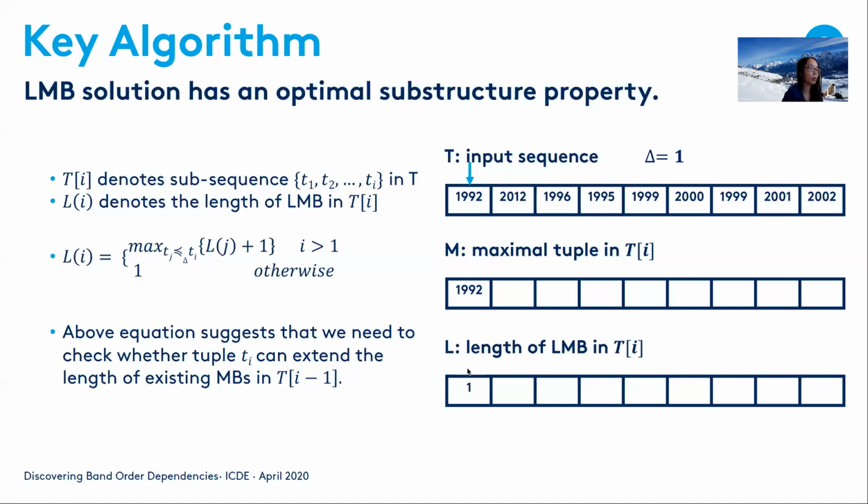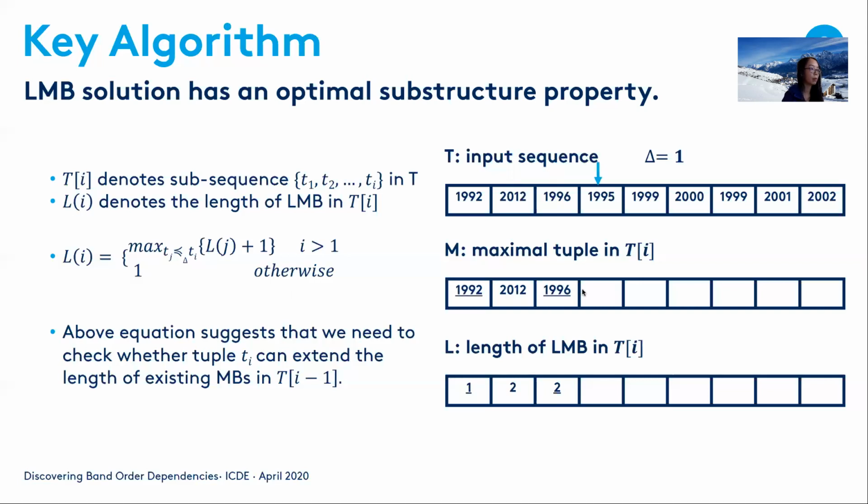When processing the first tuple, we get a longest monotonic band of length 1 with maximum tuple 1992. So now we proceed to the second tuple. Obviously, it can extend the existing longest monotonic band. So therefore, we get a new monotonic band of length 2 with maximum tuple 2012. Similarly, we also update the two arrays for the third tuple. So till now, we have two longest monotonic bands of length 2, each with different maximum tuples.